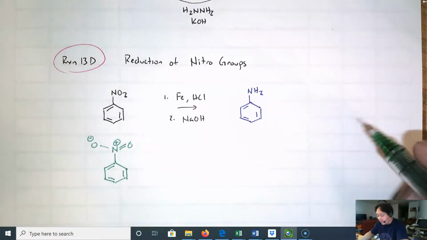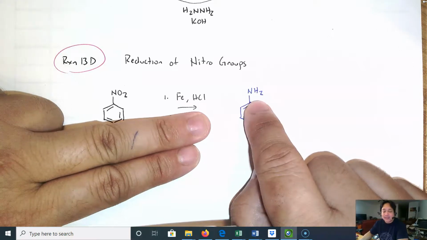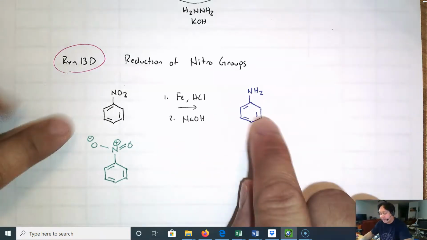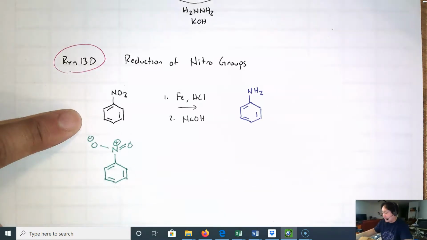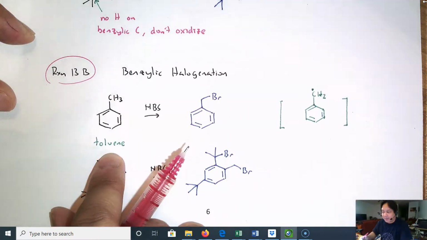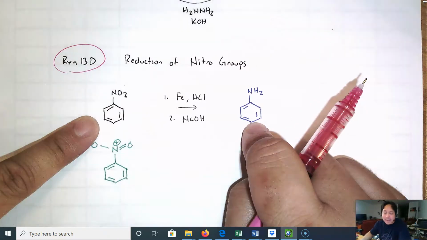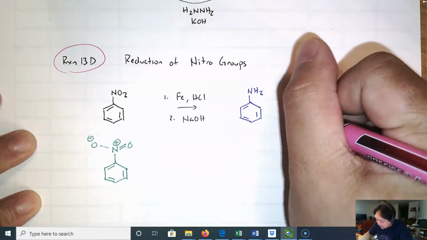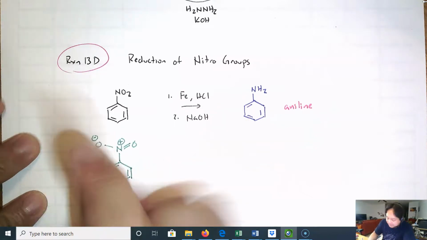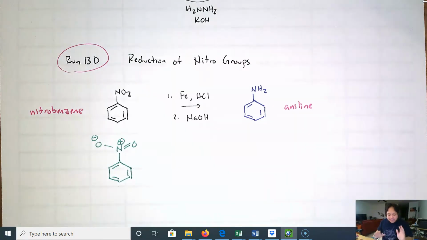Okay? Now the thing is, if we do the reduction just with iron and HCl, you'll have the NH3 plus, the protonated amine. And typically you want the neutral benzene with the amine group. This has a special name, and this has a special name. And just like we talked about toluene, right? That is the IUPAC name for this molecule. Okay, it's not called methylbenzene. These also have IUPAC names that you would want to memorize. This one is called aniline, a benzene ring with an NH2 group. This one is called nitrobenzene. Okay. And that's it.